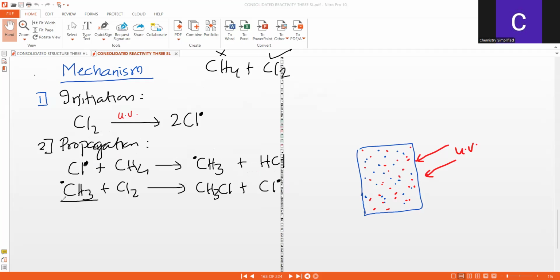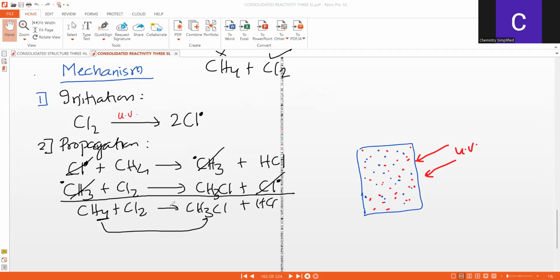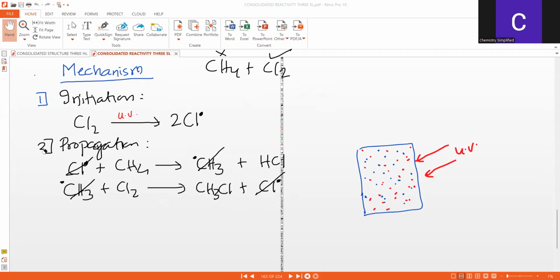Now, if you take a look at these two steps, there are many steps, but in these two steps the CH3 will get cancelled, and the Cl free radical is getting cancelled basically. So the overall reaction that I'm getting is CH4 plus Cl2 gives CH3Cl plus HCl. So you can see that one hydrogen is being replaced, the reaction that we previously saw. To substitute one hydrogen, it takes two steps, the two steps which are given here. So this is mono-substituted, meaning one hydrogen is substituted.